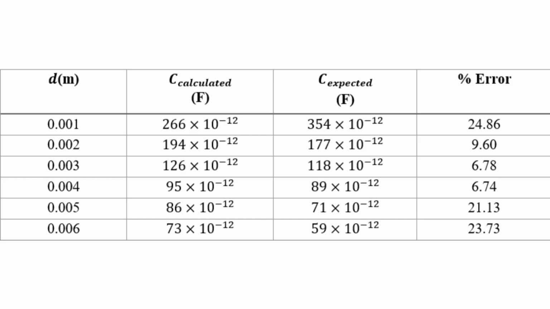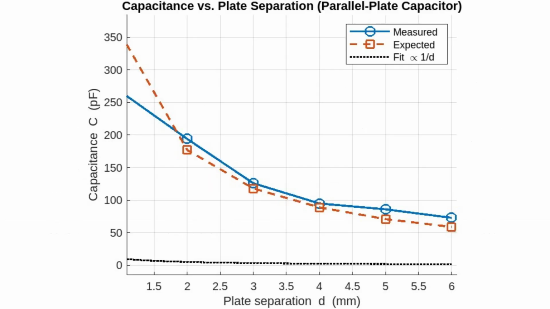Here are our results for the first part and the percentage errors. This is the graph for the first part. Looking at this graph, we can see that as the distance between the plates is increasing, the value of the capacitance is decreasing.